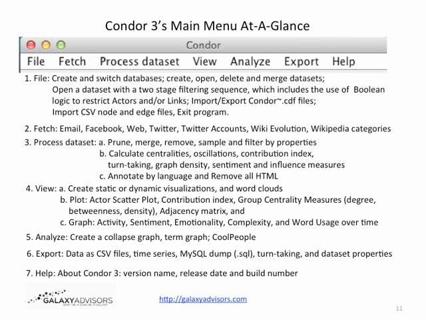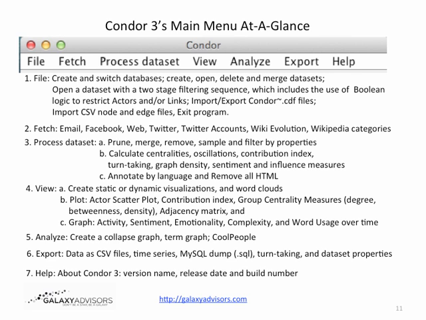The next, the view menu, is used to create static or dynamic visualization in word clouds if your data has any type of words or text in it. The view menu is used to plot an actor scatter plot, a contribution index, group centrality measures such as degree, betweenness, and density. It can also calculate an adjacency matrix and graph activity, sentiment, emotionality, complexity, and word usage over time. Condor is not just about static, but also the main powerful is to see the dynamic interaction of your data over time.